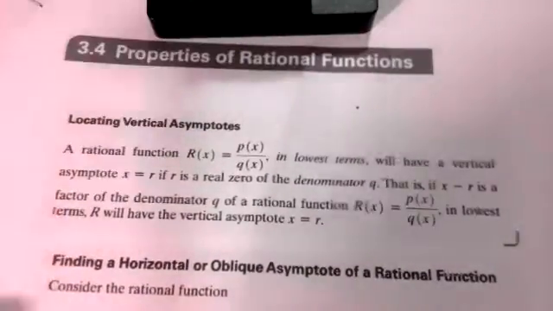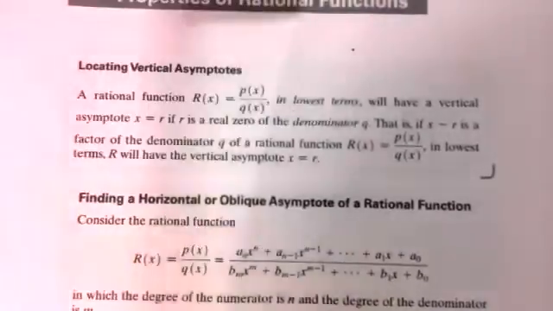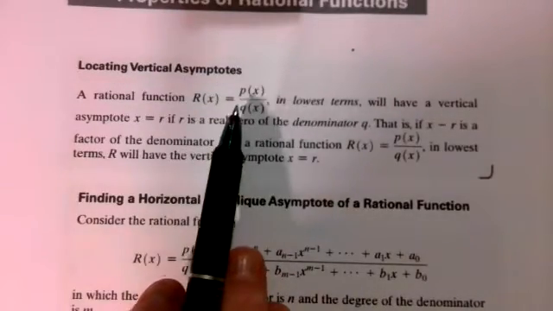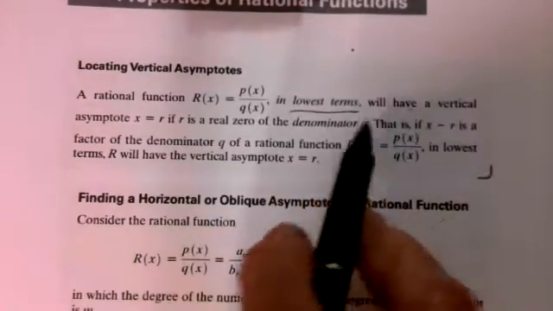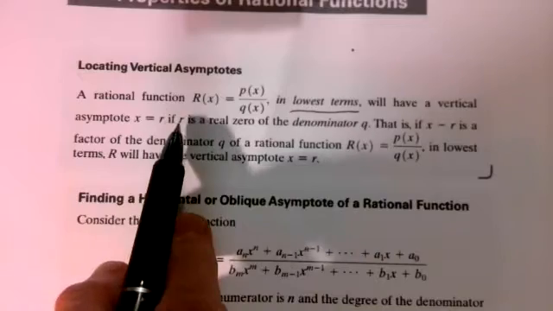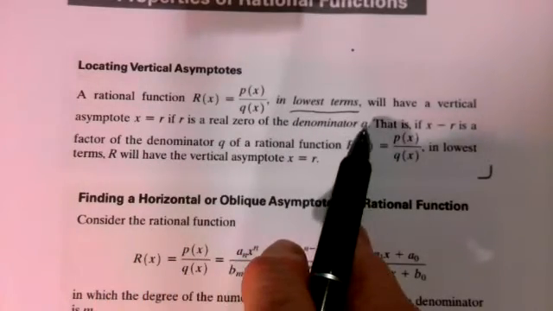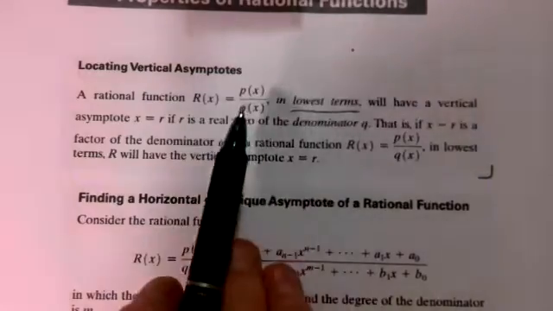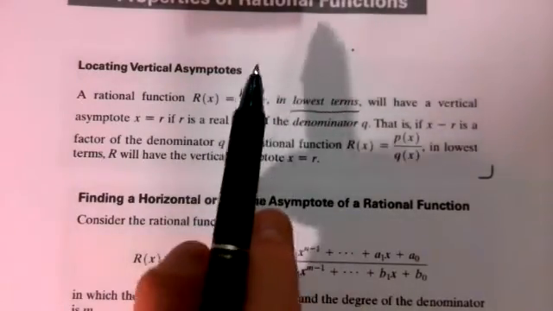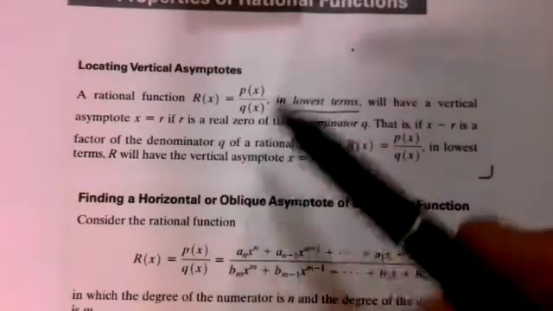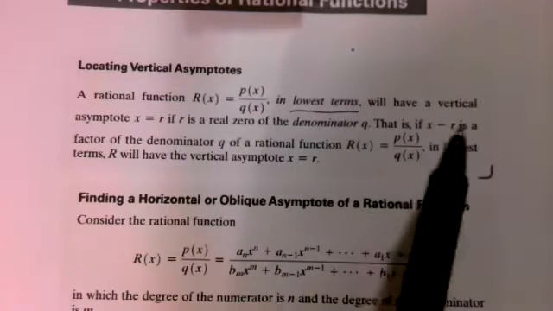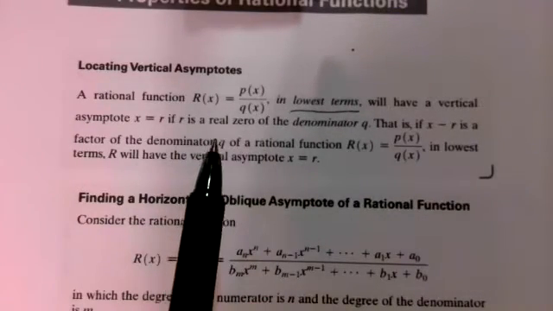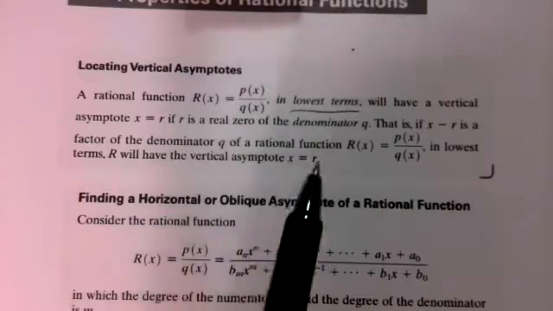So how do we locate the vertical and the horizontal asymptotes? That's important, and we need to learn how to do that. So here's a typical rational function. Now, if it's in lowest terms, it will have a vertical asymptote x equals r if r is a real zero of the denominator q. So you have to factor the numerator and the denominator and cancel out any common factors to get it in lowest terms. And then if x minus r is a factor of the denominator, then you'll have a vertical asymptote at x equals r.